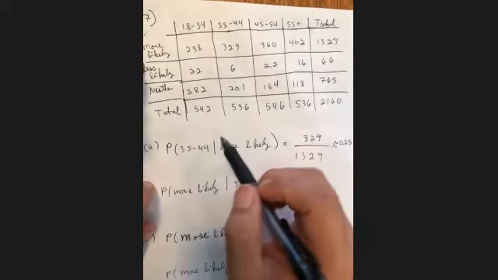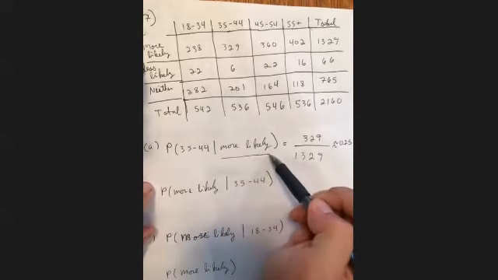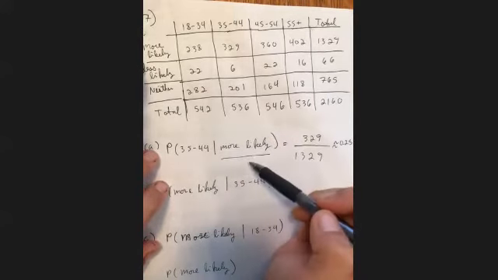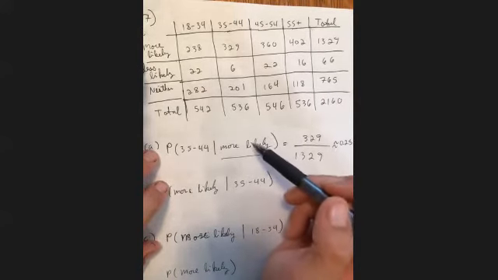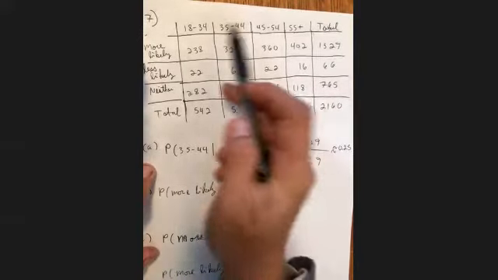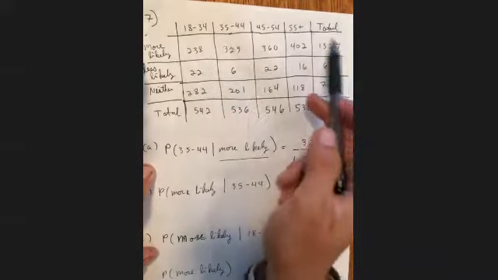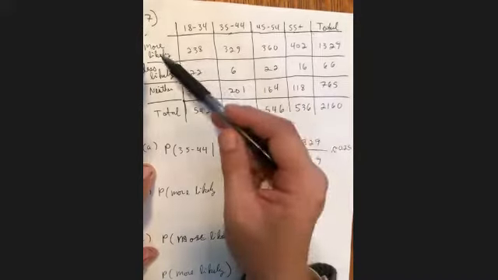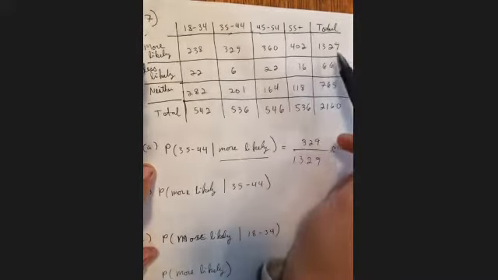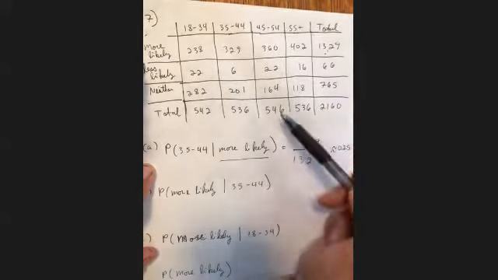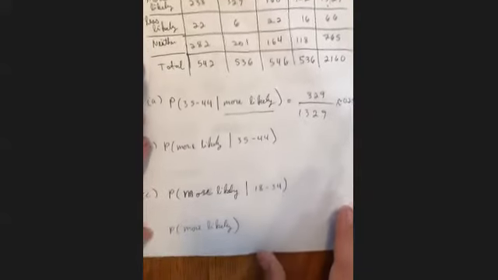So remember, when there's a condition, that condition tells you when you're reading the table to limit yourself to the row or column from which that condition comes from, right? So once they conditioned on more likely, I knew I was only going to use numbers in the more likely row. Whatever the condition is, if it's 35 to 44, then we'll only use numbers from that column. Here it was more likely, so we only use numbers from the more likely column. The total is always what goes in the denominator. And then you have to select the correct one for the problem, for the numerator.